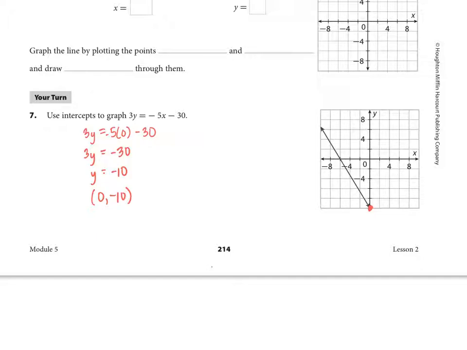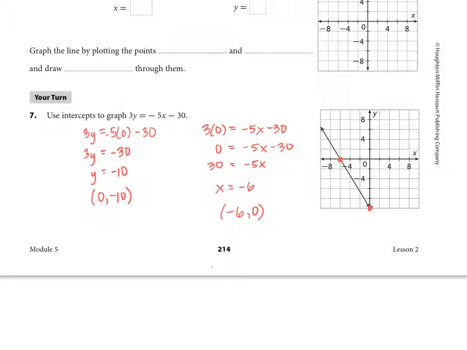The x-intercept is 3 times 0 equals negative 5x minus 30. So I get 0 equals negative 5x minus 30. Let's add 30 to both sides. And I get this equation. Divide by negative 5, and that'll give us x equals negative 6. So the x-intercept is the point negative 6 comma 0, which is right here. And you'll see both points are on the line, and what you would do is you would draw a line through those 2 points to graph it.